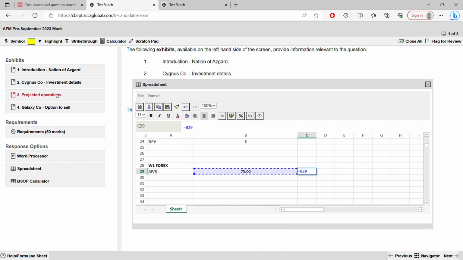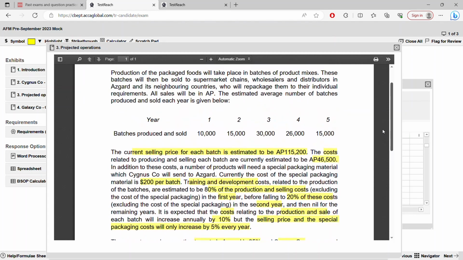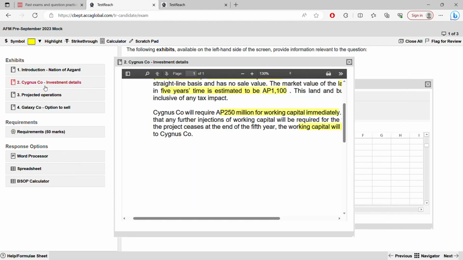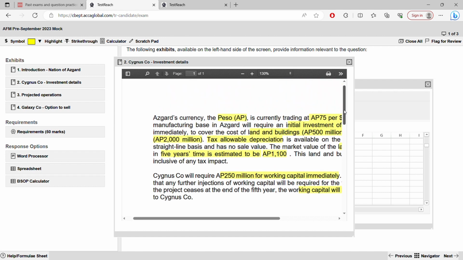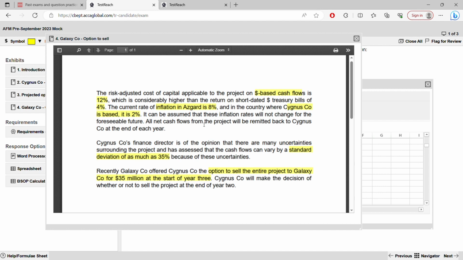So here, you need to go to 3. You have to go back and see where the inflation is given. I think it has been given in 2. No, not even 2. 4? Yes, it's 4. So here you have been given inflation in XZ is 8 and 2. Tell me, what is the currency of ASGAT? It's in AP, right? And you have been given the amount in AP. It is 75 AP per $1. So whichever currency you have been given, that country's inflation you have to multiply. Are you understanding what I'm saying?